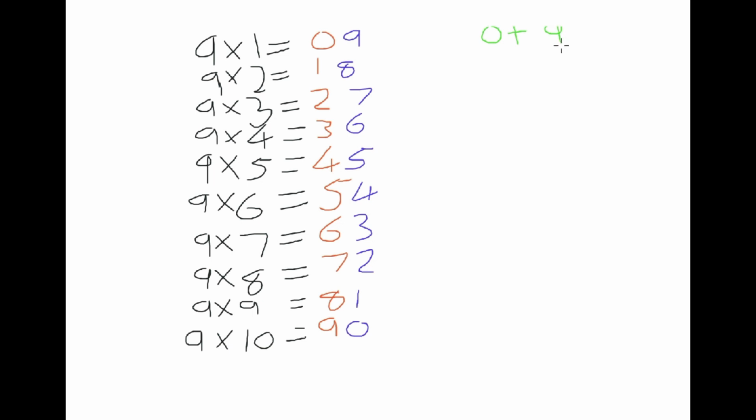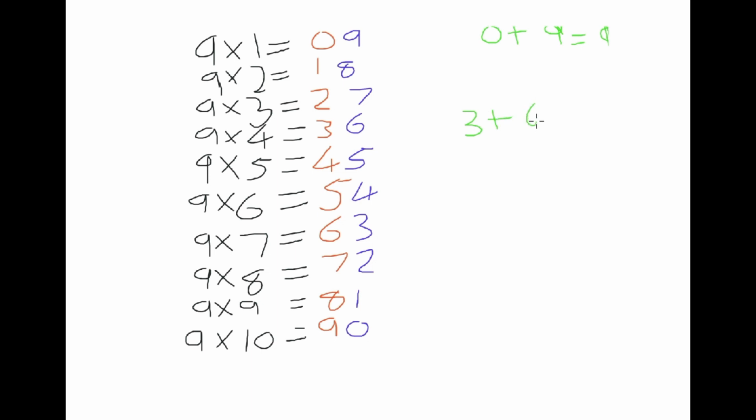The interesting thing about the 9 times table is you can always add the 2 digits that make up the answer with the same result, and the result is always a 9. So for 9 times 1, our answer is 9 or 09. Add 0 plus 9, you get a 9.